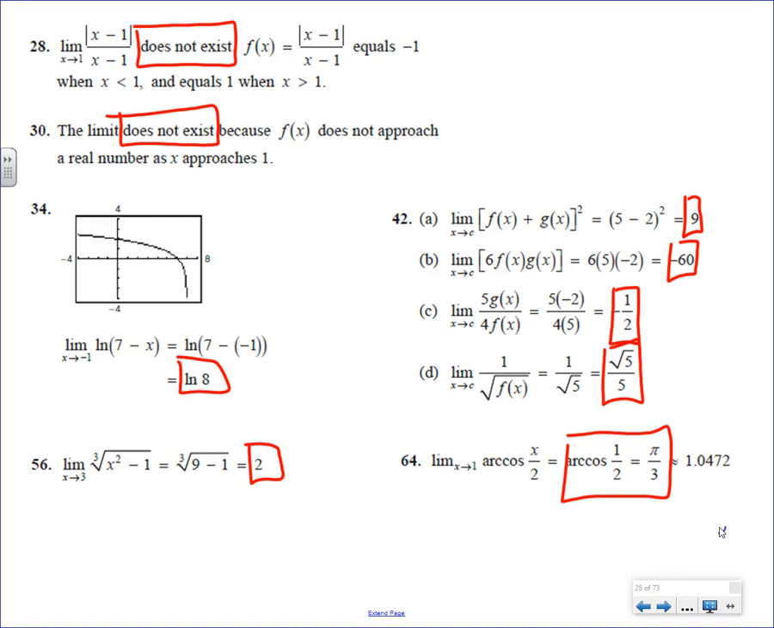This one was well-behaved, plug in. This one was well-behaved, plug in. These ones were, well, kind of well-behaved, but the property said, sweet, plug in the limit of that guy, which must have been 5, the limit of that guy, which must have been -2, and then do the math to it. Done. Plug in the limit of f, the limit of g, since they're both with the same x approaching a or x approaching c, and do the math. Done. Plug in, do the math. Done.